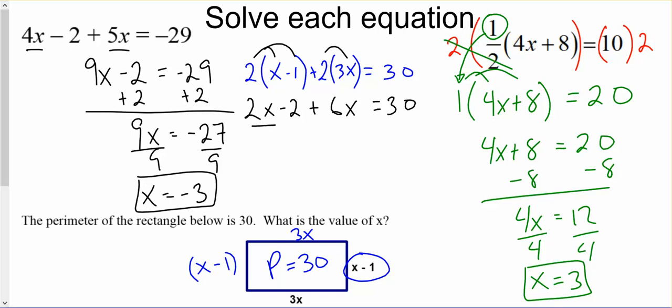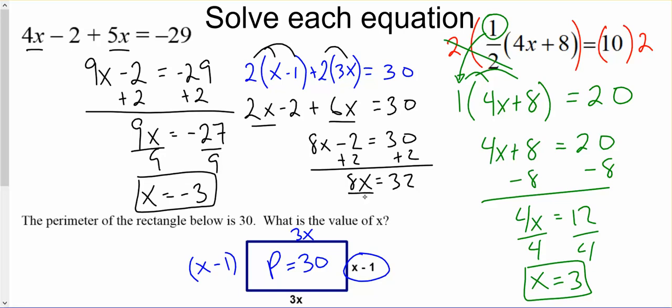We're going to combine like terms. 2x and 6x makes 8x minus 2 equals 30. Add 2. Add 2. 8x equals 32. Divide by 8. And x equals, what is that, 4? X equals 4.